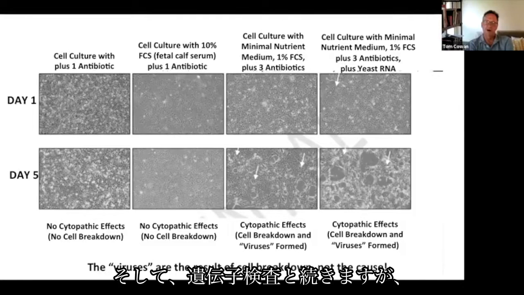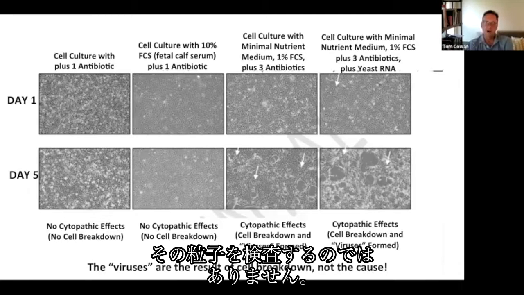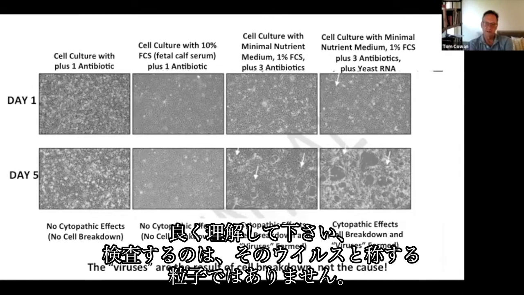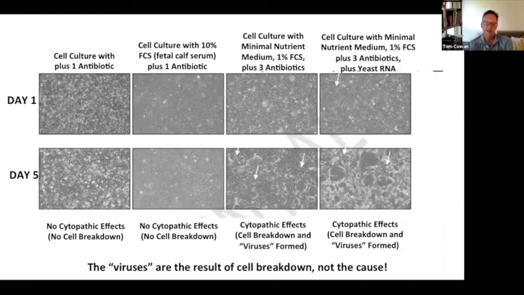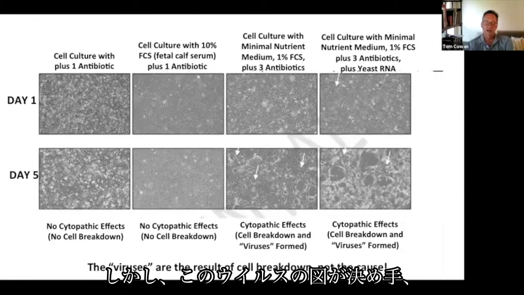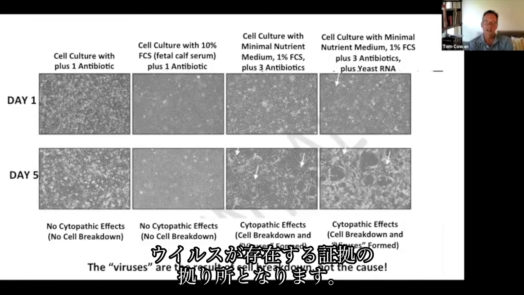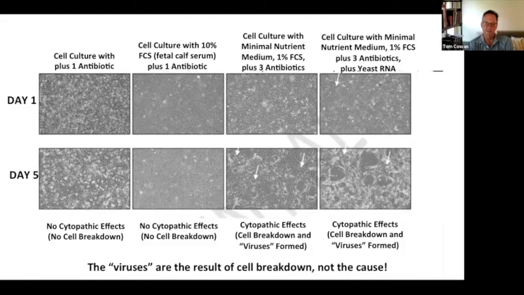And then they go on to do genetic tests, not on that particle. Please understand that. The tests that they do are not on that particle. They are on essentially the brew that comes from the breakdown of the monkey kidney tissue. But this picture of the virus is a key component of the proof that the virus exists.